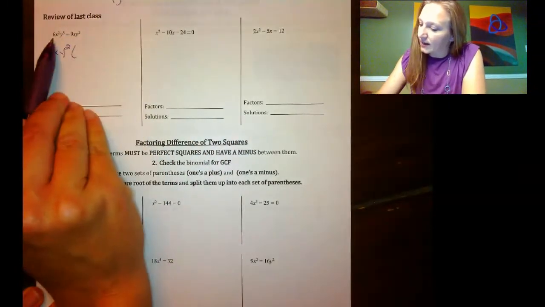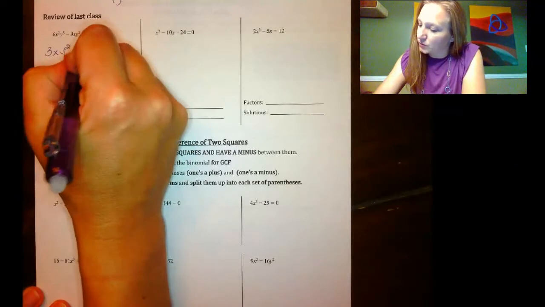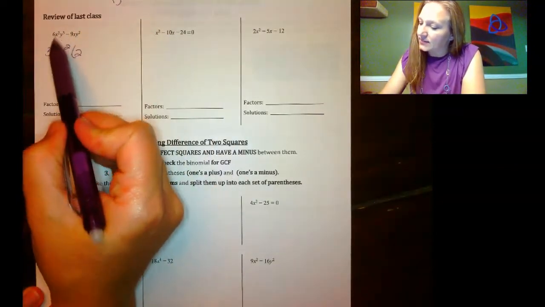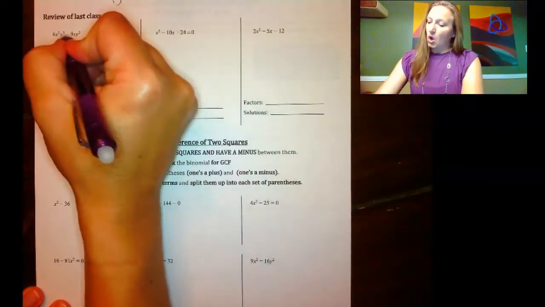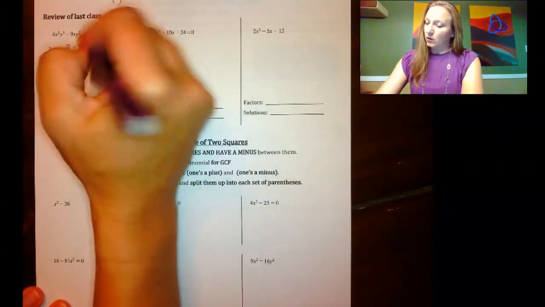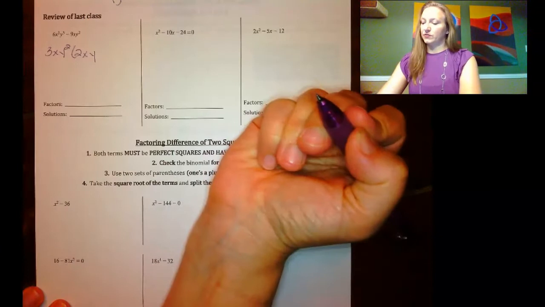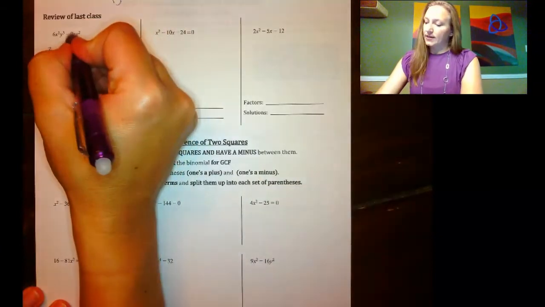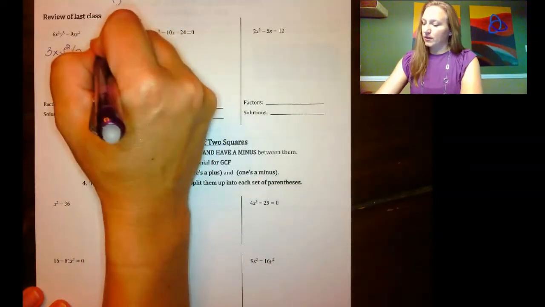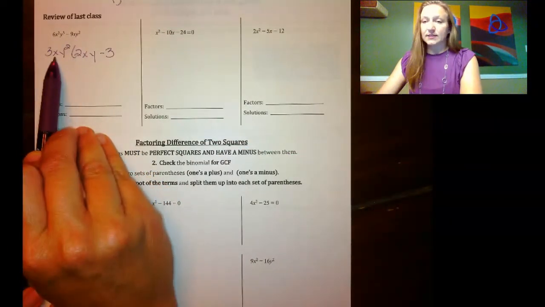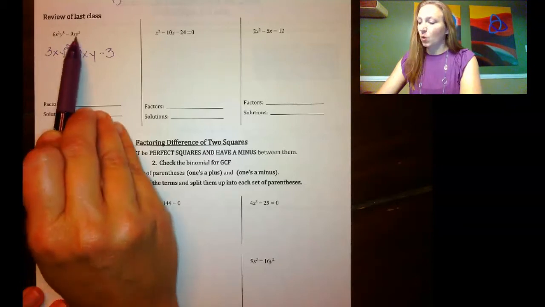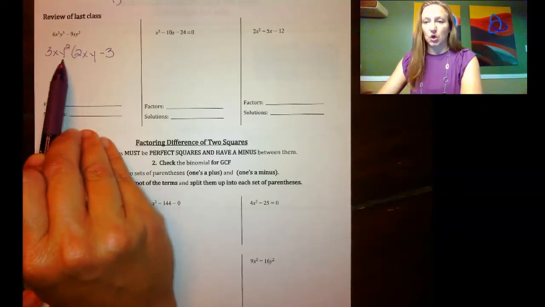So when I divide 6 by 3, I'm left with 2. X squared divided by x is just x. Y cubed divided by y squared, and I'm left with y. All right, negative 9 divided by 3 is going to be negative 3. X divided by x is 1, so we don't need to write that. That cancels out. Y squared divided by y squared is also 1.